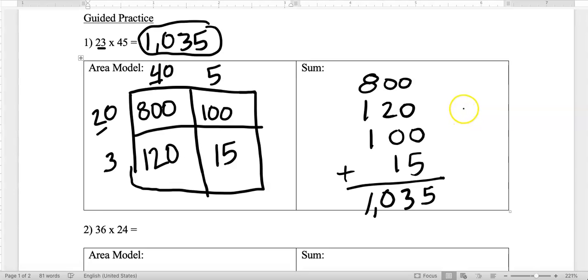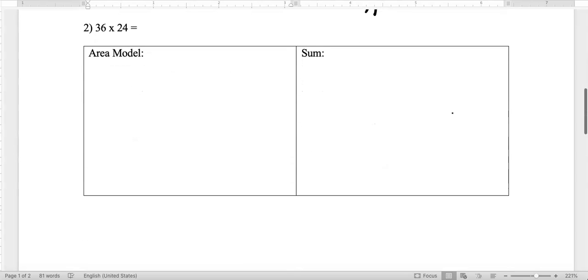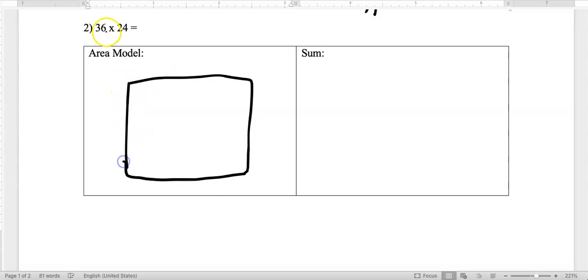So a lot of you are probably sitting at home like, oh, okay, I totally remember that. I know how to do this. And so you should be able to get through your independent practice and your exit ticket pretty well. Let's go ahead and work out 36 times 24. I'm going to do the same exact thing. Drawing my box. I have 36.